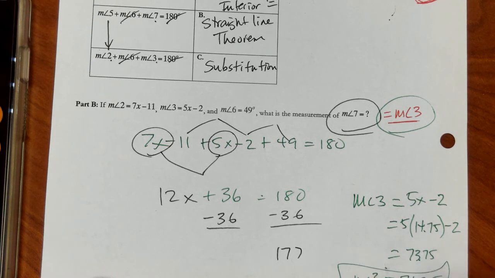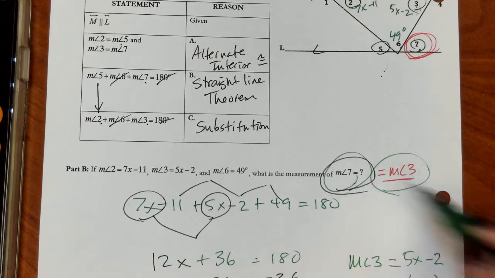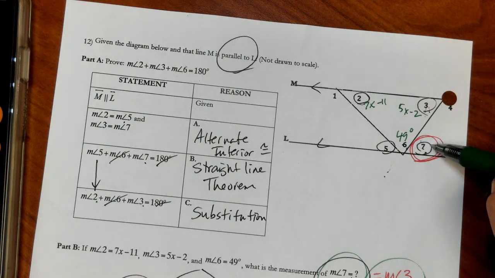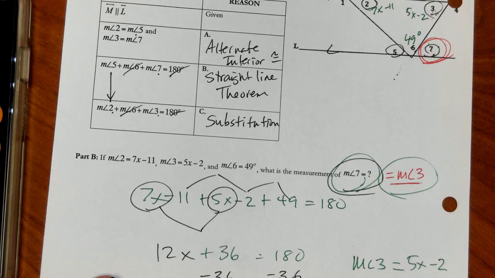Why are we looking for that? Because we were asked to find angle 7, and we know that 7 is congruent to 3, so the measure of angle 7 is also 58 degrees.